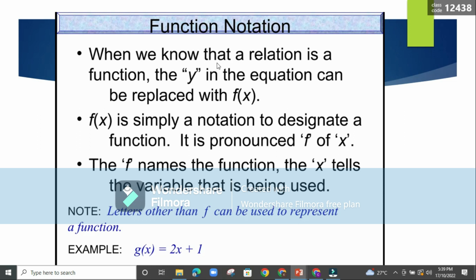Now, function notation. When we know that a relation is a function, the y in the equation can be replaced with f of x. F of x is simply a notation to designate a function. It is pronounced as f of x. So the f names the function. The x tells the variable that is being used. Note, letters other than f can be used to represent a function. Example, you could also have g of x is equal to 2x plus 1.